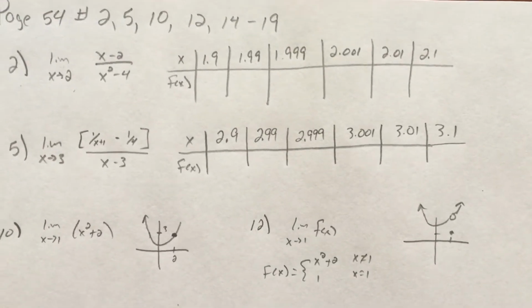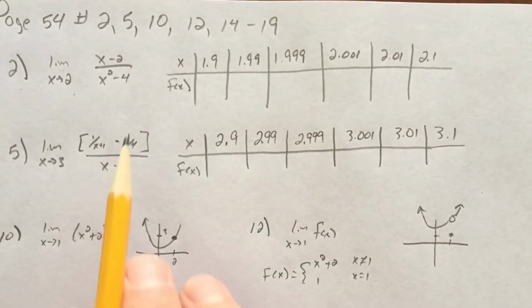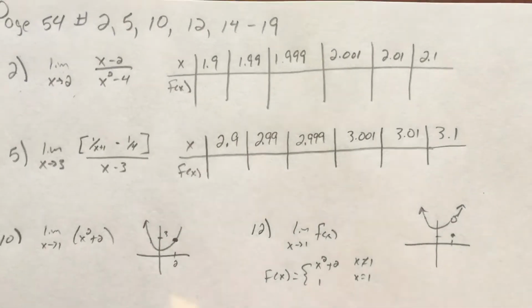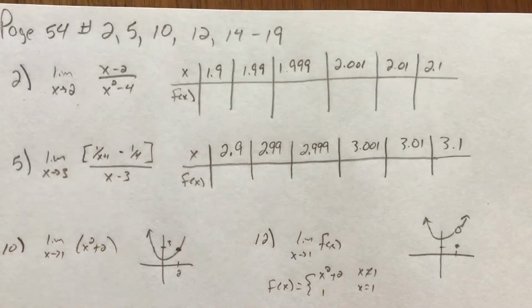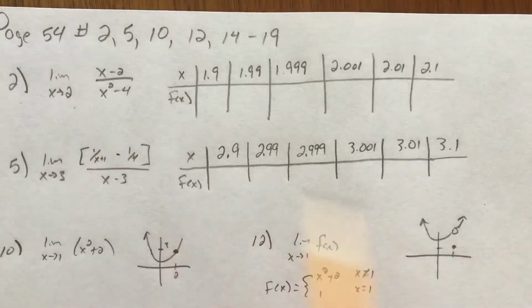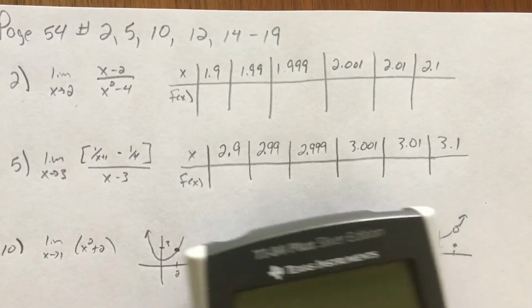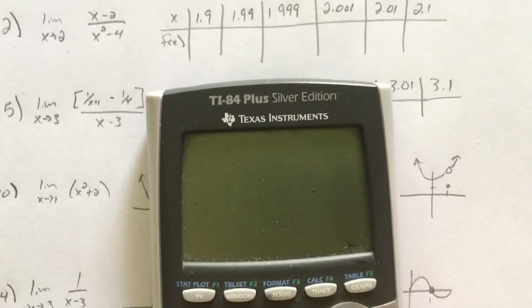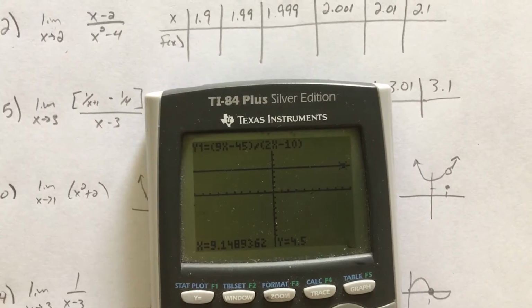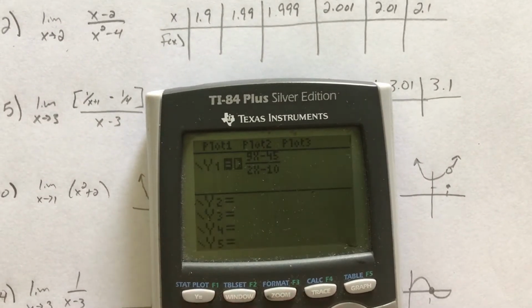All right, these are the answers to page 54, 2 and into 19. So the first one gave us an equation, x minus 2 over x squared minus 4, and then it wanted us to complete this table. I want to show you how to do that on your calculator pretty easily. The first thing you've got to do is put that equation in.